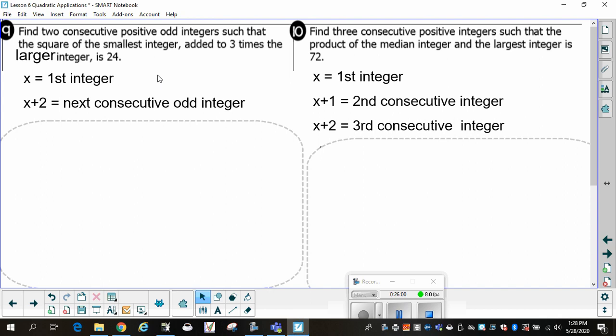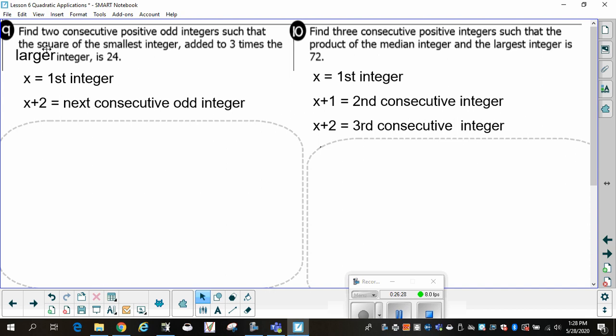Finally, consecutive odd, consecutive even integers, and just consecutive integers. Remember that consecutive odd or even integers go up by 2. So if my first even integer is x, my next one, I have to add 2 to that. So 1, 3, 5, I add 2 to each one. If we're talking about just consecutive integers, they're not odd or even, our integers go up by 1. So that's how you have to figure that out.